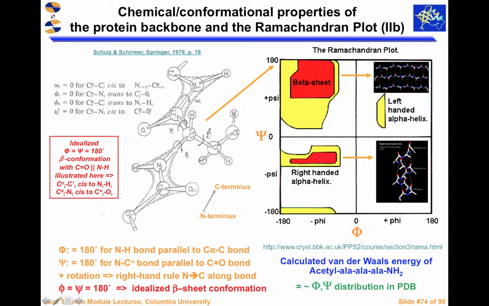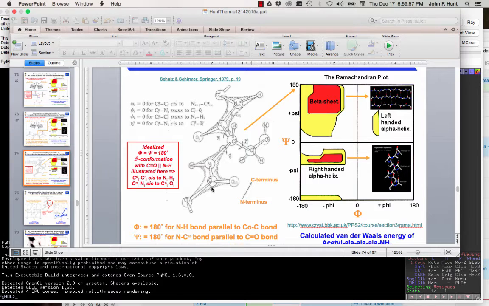word compared to the horizontal position. That would be a positive rotation based on the right-handed rule going from N to C. So that all sounds a bit abstract, but now let's go ahead and look at this in PyMol. So I will get rid of the PowerPoint presentation for the moment, and we'll move over to PyMol.